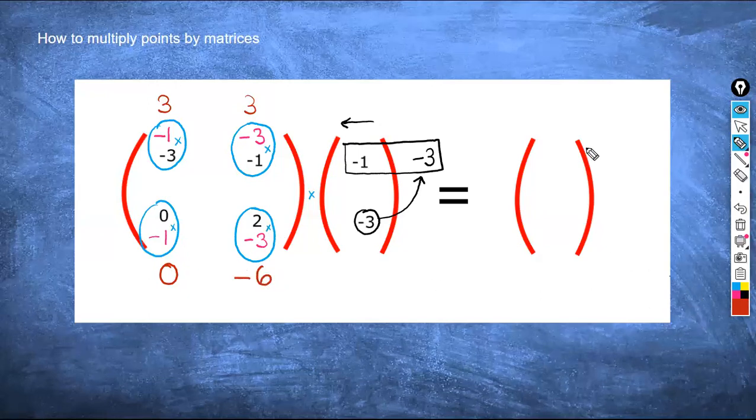Now we're not finished. Remember, we need an answer on top and we need an answer underneath. To get the answer on top, we add the two final values on top. 3 plus 3 is 6. 0 plus -6. A plus and a minus is a minus when they touch in maths. So 0 minus 6 is -6. For those who got 6 and -6, you all have it correct.